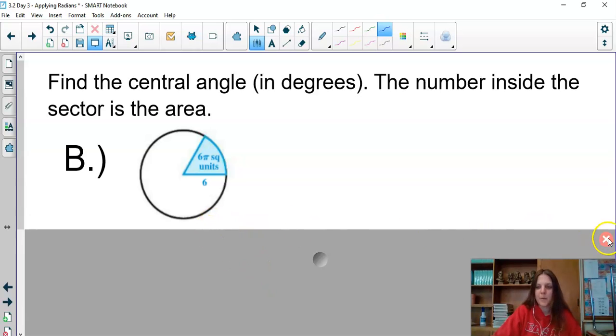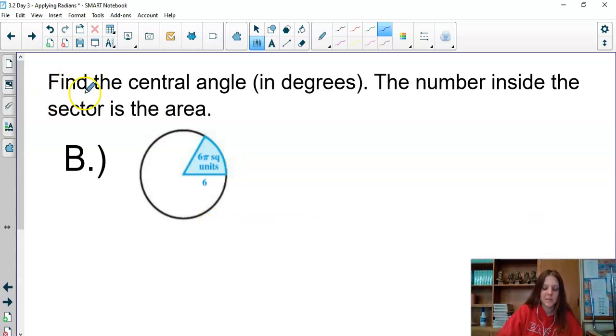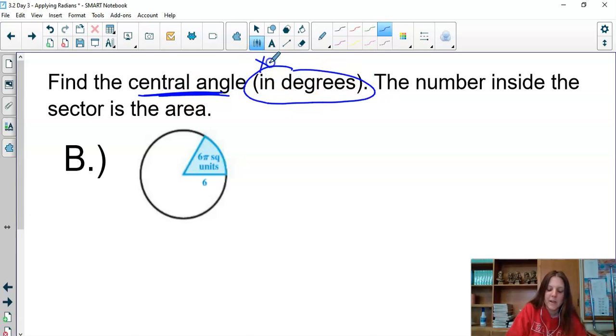Same type of thing. We're going to use the same formula, but this time we're looking for the central angle. Now the directions say in degrees. When you get the answer of the angle in these formulas, you're going to get the answer in radians. So we're going to have to do one last step at the end. We'll have to turn our radian answer back into degrees.